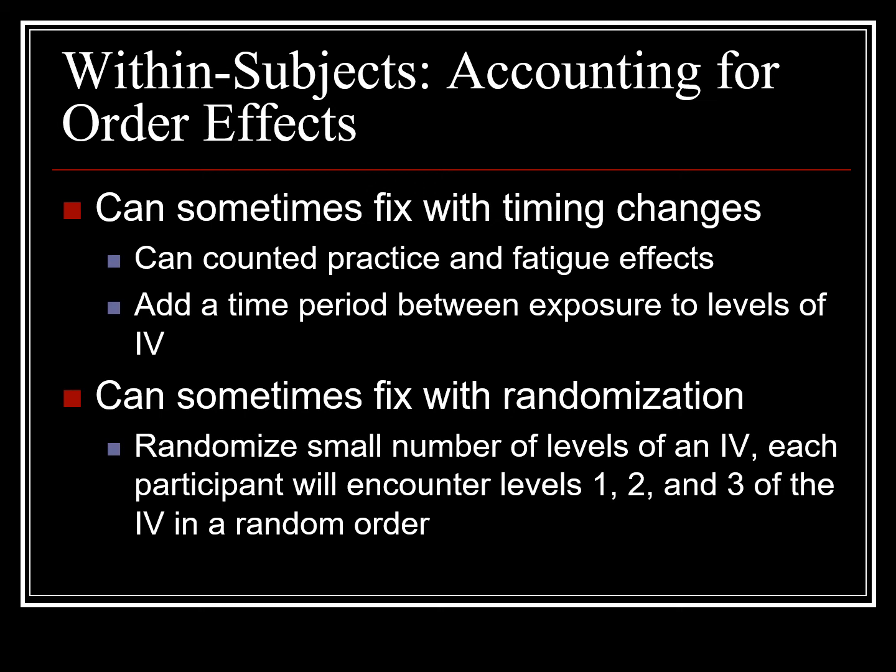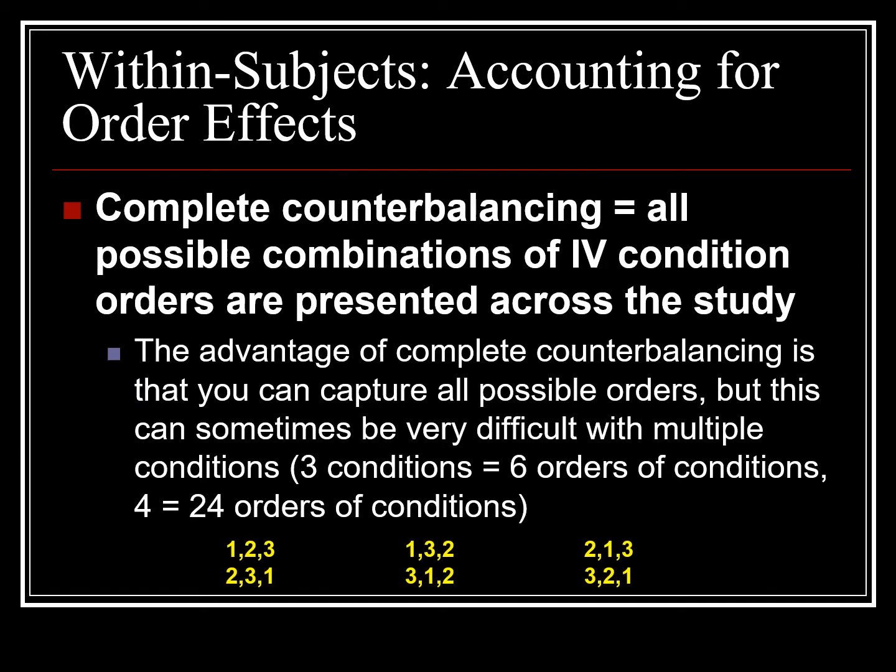I'm spreading it equally. If people were fatiguing out by the third condition, well, a third of them got condition 1 as the third condition, a third of them got condition 2 as the third condition, and a third of them got condition 3 as that third condition. So this is often referred to as counterbalancing or complete counterbalancing. All possible combinations of the IV condition orders are presented across the study.